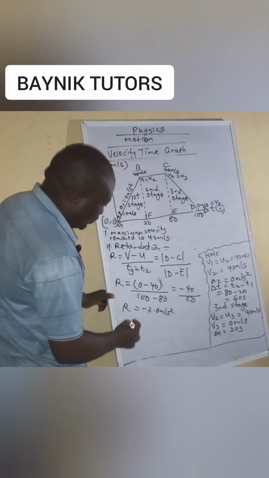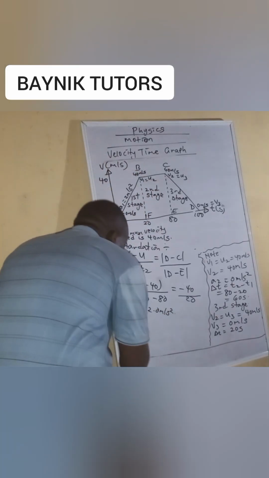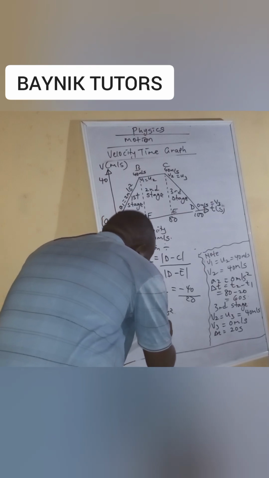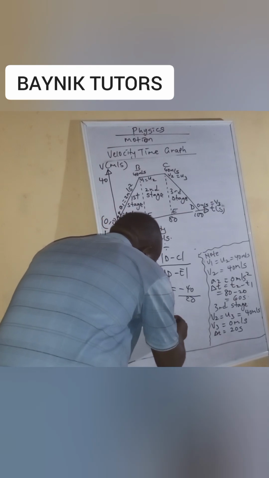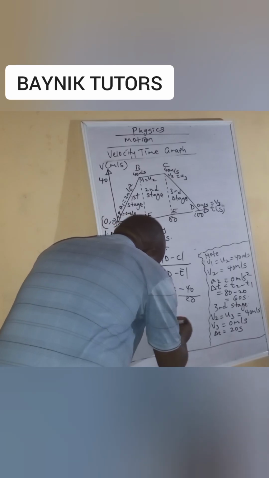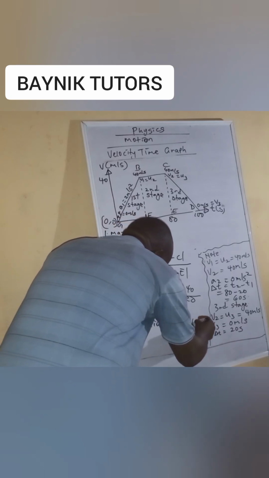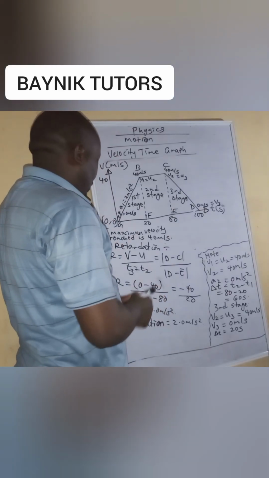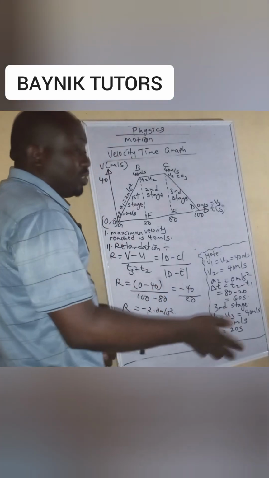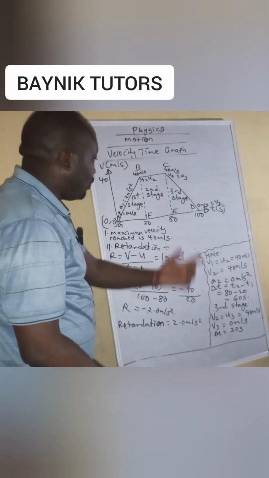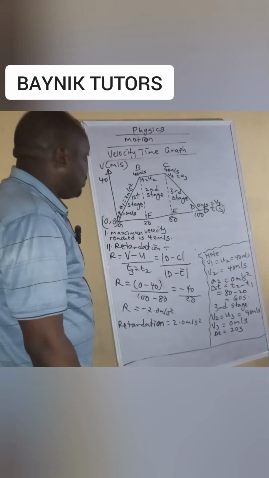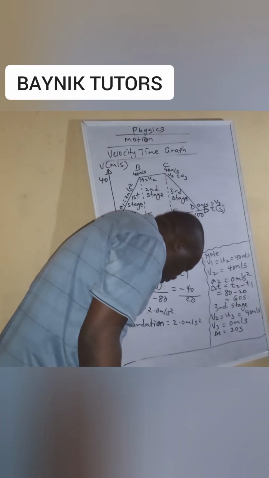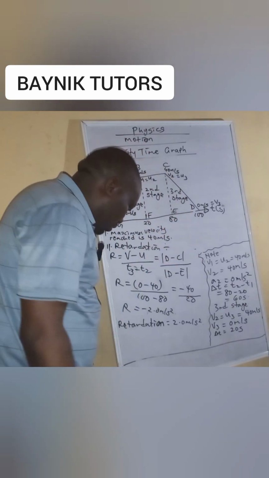So the retardation is 2.0 meters per second squared. Retardation means negative acceleration, so we just remove the negative out of it. That's our retardation. We are now told to find the distance covered.